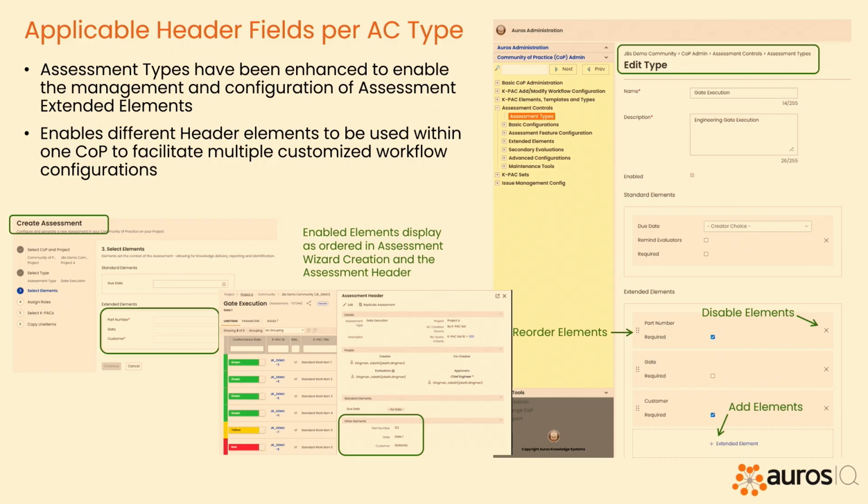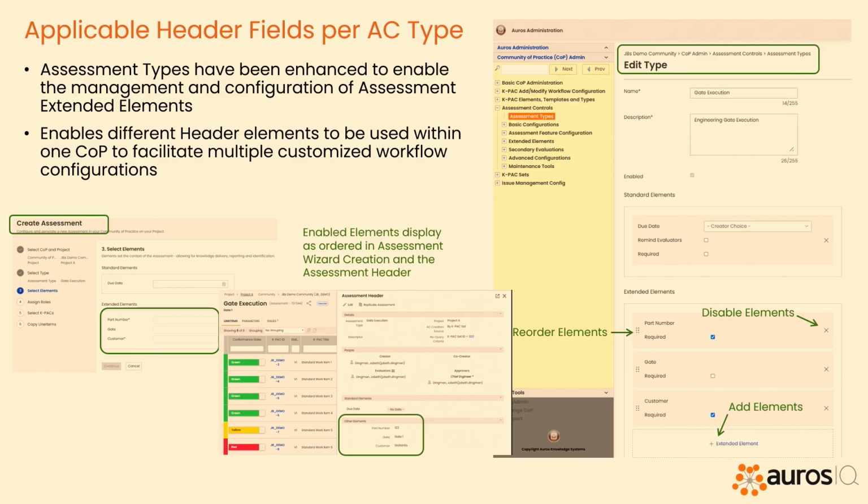What's really cool about this is that if you see over here on the right side, when you add your elements, it's as simple as clicking a button and picking from the list of all the assessment extended elements that you already have in your COP. Another nice option is to the left of the box, you have those 6 little dots. If you click on those, you can reorder those extended elements, and they will show up in whatever order you prefer when you're in the assessment wizard creating your assessment, as well as on your assessment header, which is shown on the 2 pictures to the left of the slide.